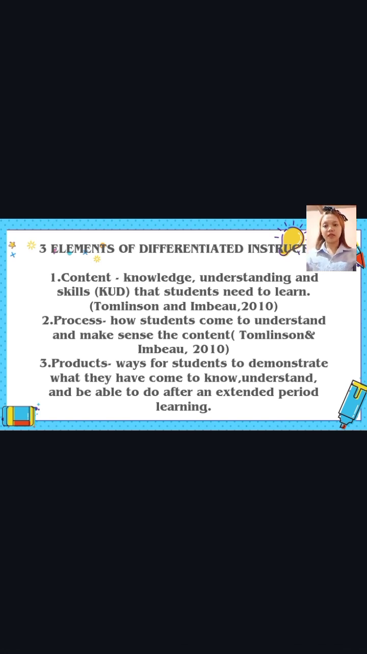First is the content. So this is the knowledge, understanding, and skills, or KUD, that the students need to learn. That's it. So the second one is the process. So how students come to understand and make sense of the content. The third one is the product. So ways for students to demonstrate what they have come to know, understand, and be able to do after an extended period of learning. So that's it. The three elements of differentiated instruction: the content, process, and the products.